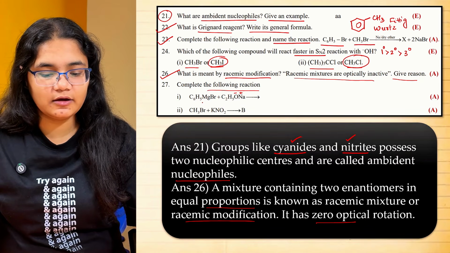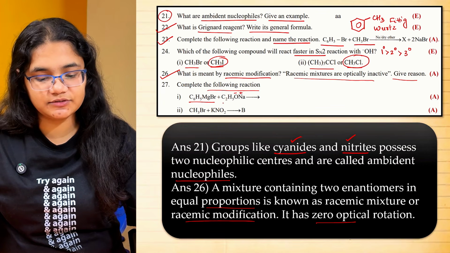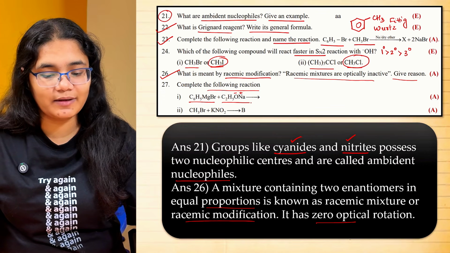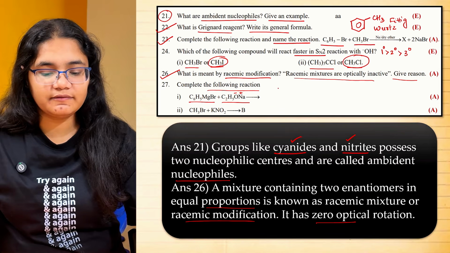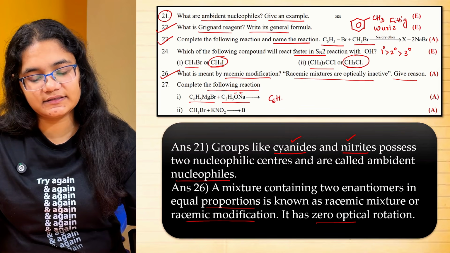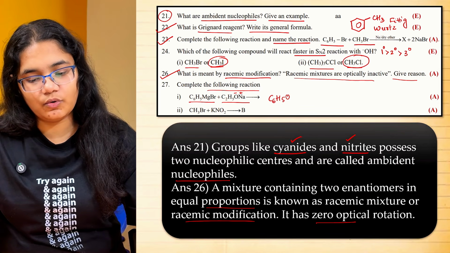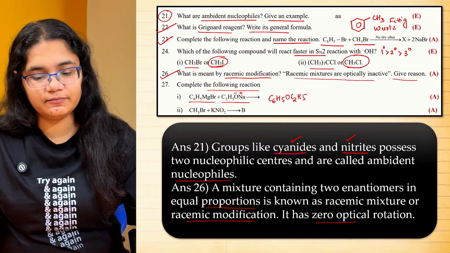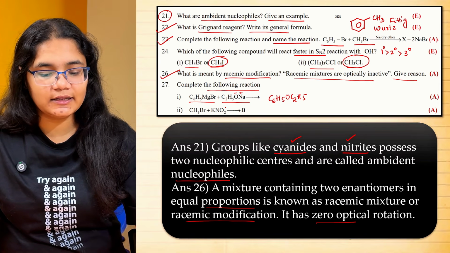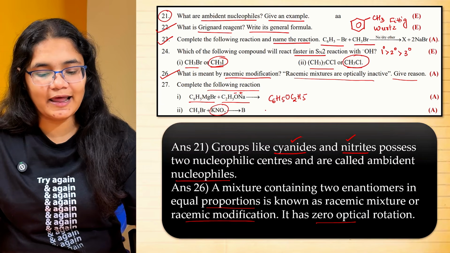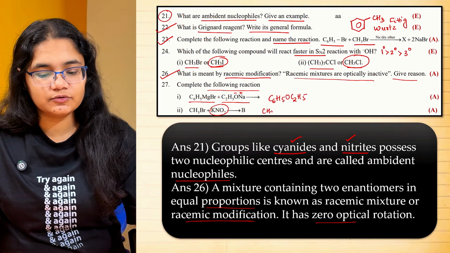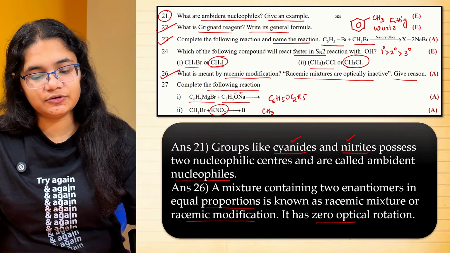Complete the following reaction. C6H5MgBr and C2H5O- Na+. So here we will get the product C6H5-O-C2H5. Ether will be the product, and here KNO2 is there, so it adds the ONO group, right? So you have CH3ONO.